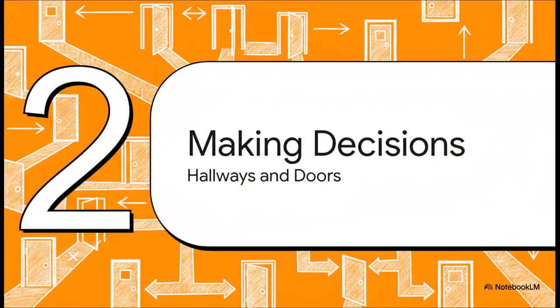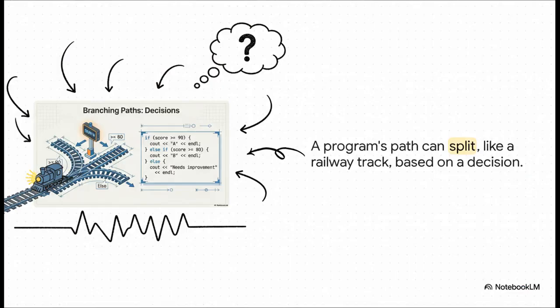Okay, so we've got our materials and we have a way to communicate. But a program that just runs in one straight line isn't very smart, is it? We need to create different paths, hallways and doors. We need our program to make decisions. This visual right here perfectly captures how programs manage their flow. It's just like a train coming up to a switch on the track. The program reaches a point where it has to choose a path. Does it go left or does it go right? And this choice isn't random. It's based on a very specific condition, a signal that tells the program exactly which track to take.